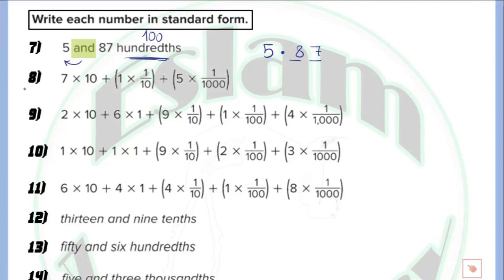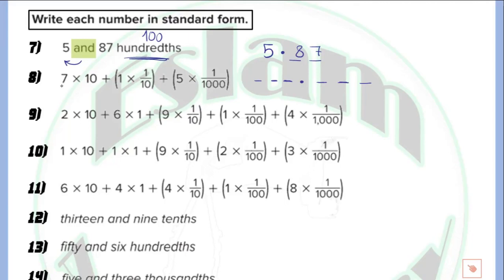The same in question number 8. We have 7 times 10 plus 1 times 1 over 10 plus 5 times 1 over 1000. This number is written in expanded form. To write the number in standard form, just put the decimal point, because we have here 1 over 10 and 1 over 1000. Now the first digit before the decimal point is the ones place. After that, we have the tenths place, after that the hundredths place, and then the thousandths.